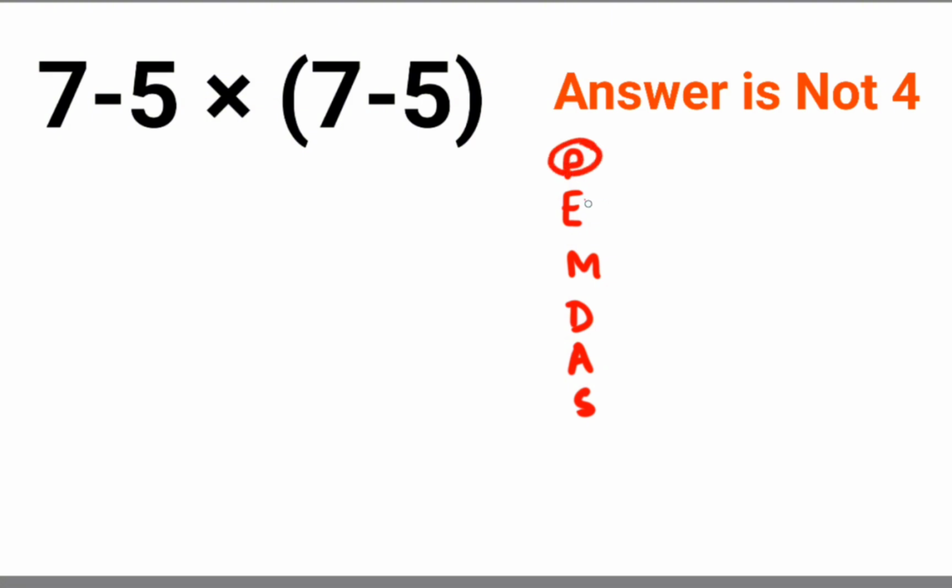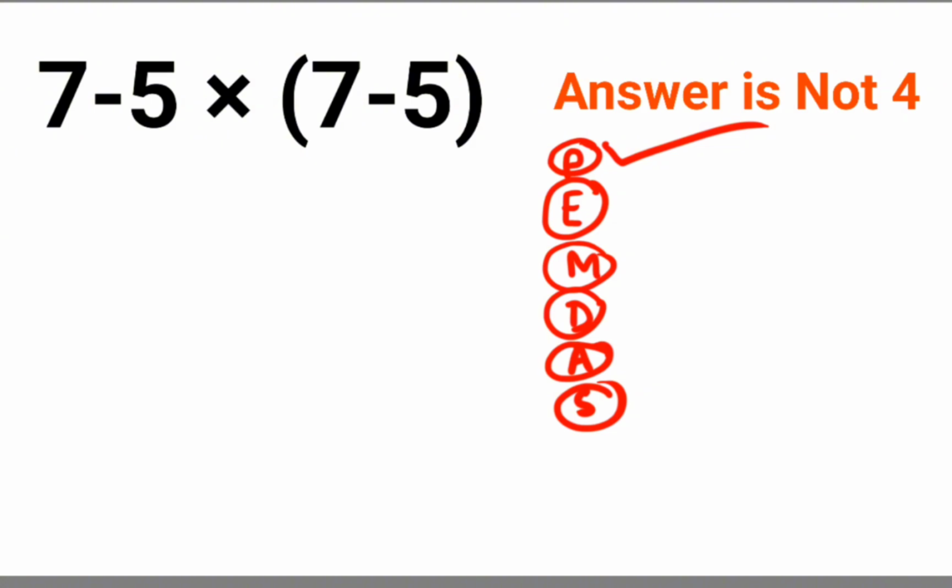P stands for parenthesis, E for exponent, M for multiplication, D for division, A for addition, S for subtraction. So the priority is parenthesis. So 7 minus 5 will be our priority, as it is in parenthesis. So we will get 2. And the remaining portion stays as it is.